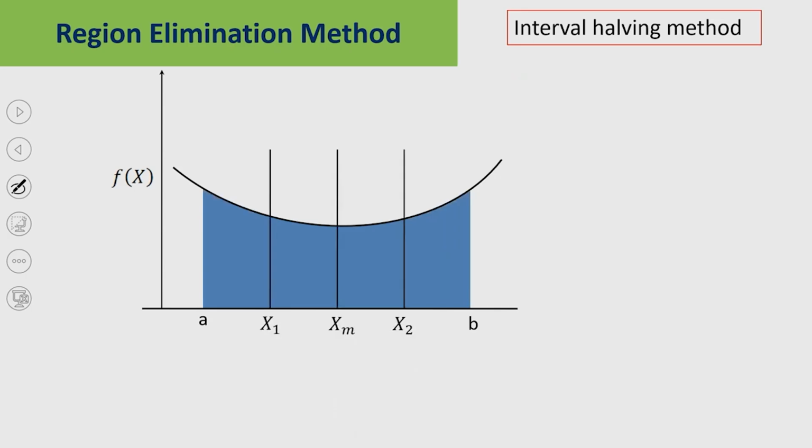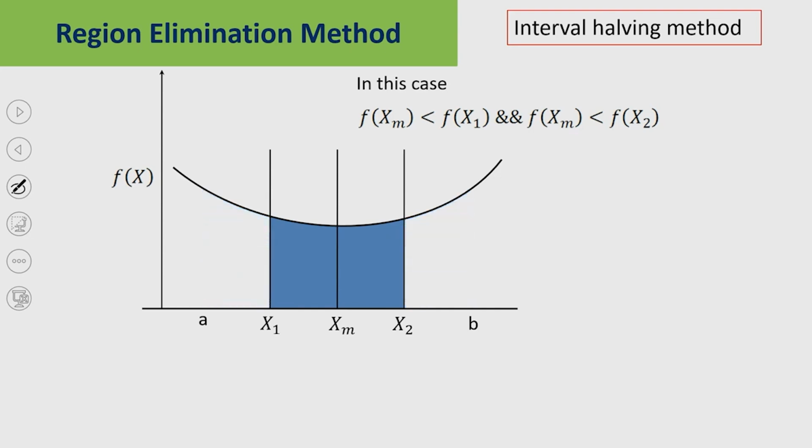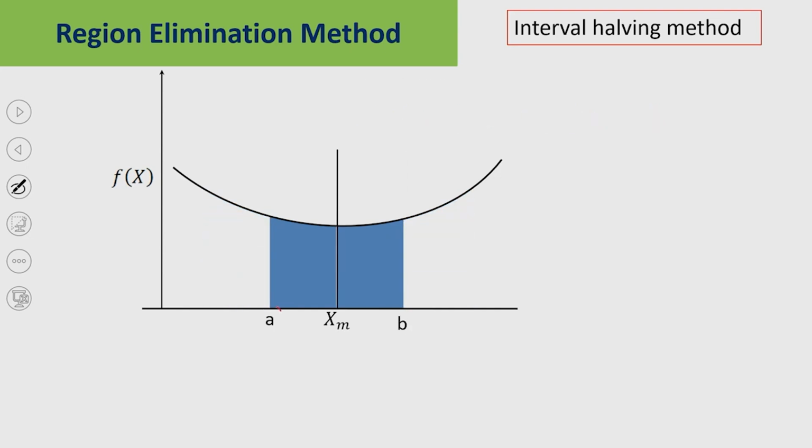So, in the first iteration, I have divided the interval into 4 equal divisions, and now I will check. Suppose in this case this is true: f of x m is less than f of x 1 and f of x m is also less than f of x 2. So, that means this area will be eliminated. Then what will happen? Now, this is the new A and B.